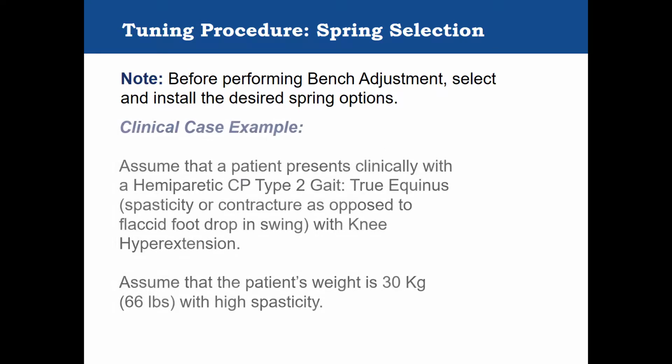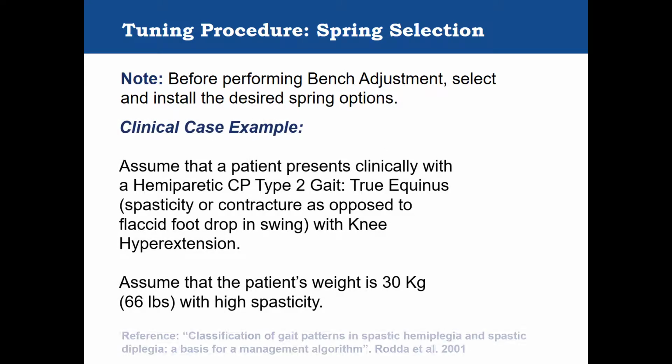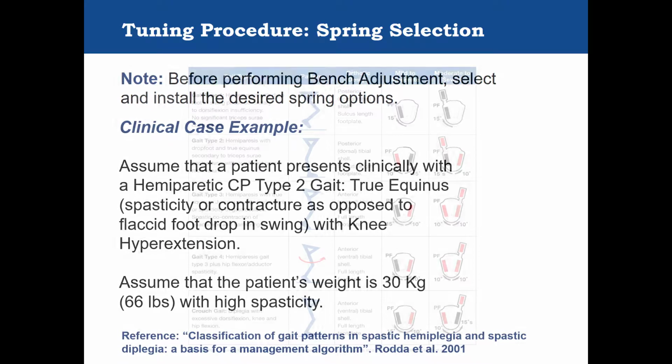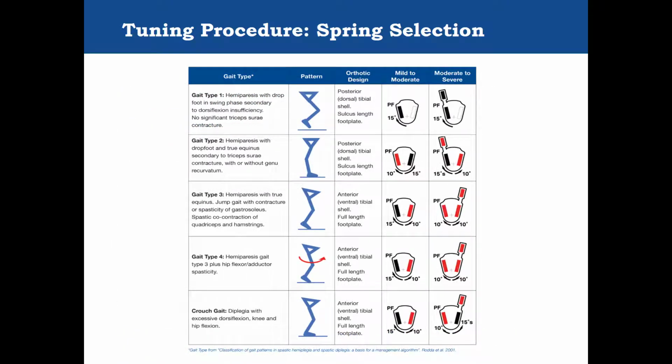For this example, let's assume that the patient presents with hemiparetic gait type 2 as defined by Rada et al. This posture is described as true equinus with knee hyperextension. Let's also assume that the patient weighs 30 kilograms or 66 pounds and has high spasticity. Becker Orthopedic provides general guidelines for the selection of the orthotic design for gait patterns in spastic cerebral palsy. These guidelines are intended to serve only as a starting point for the design of triple-action AFOs.